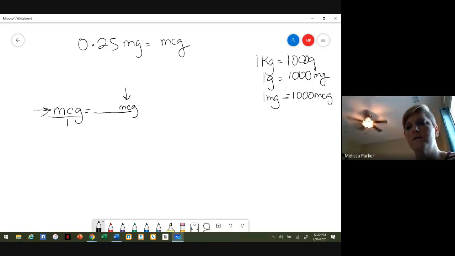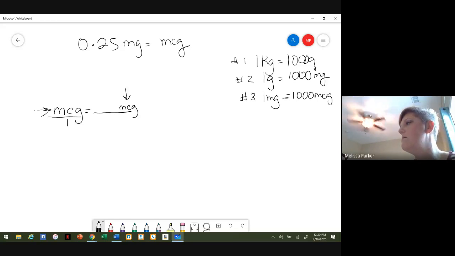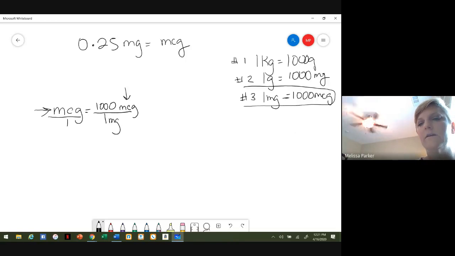Okay. So now that I know that this is micrograms, am I going to use number 1, number 2, or number 3 to solve my problem? Yes, I'm going to use number 3. So what number do I plug in here? Yes, I'm going to put my thousands here over, and then what's going to be down here? 1 apple, 1 orange. Yeah, good. Make sure you keep your units, 1 milligram, right? So I'm using this one right here because it has milligrams and micrograms, and that's what I'm solving for.